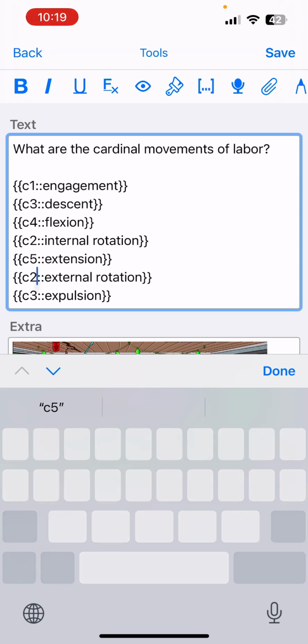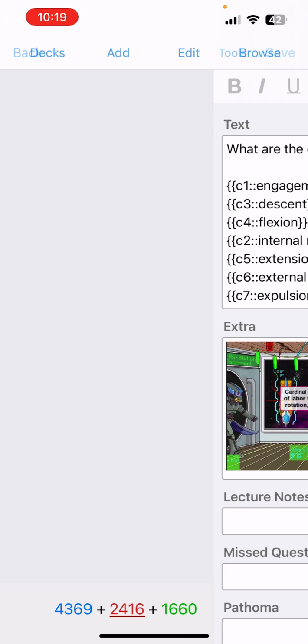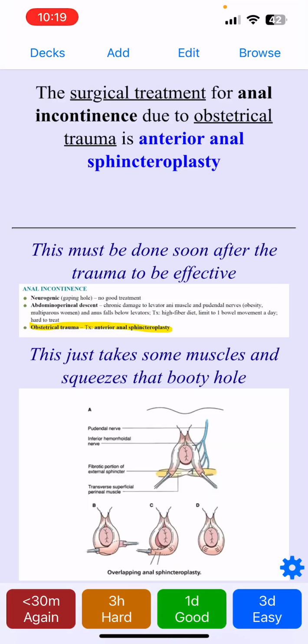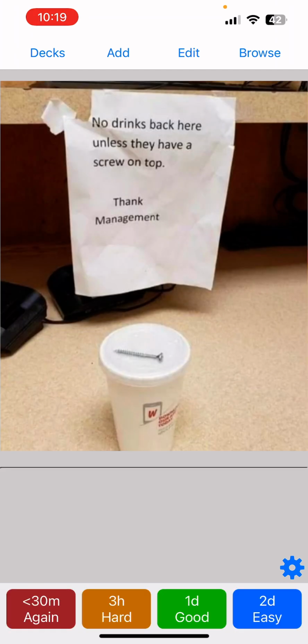5, 6, 7. All right. 1. All right, just skip some of those.